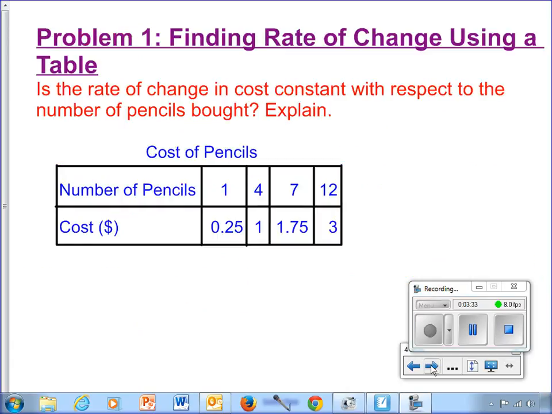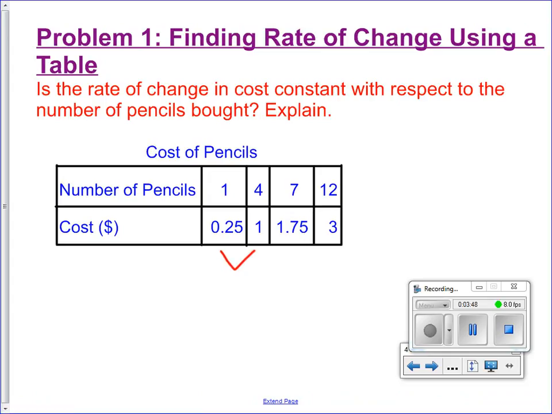Problem 1, finding rate of change using a table. Is the rate of change in cost constant with respect to the number of pencils bought? Explain. All right, well, let's look at the change in the cost. From 25 cents to $1 is a difference of 75 cents. From $1 to $1.75 is a difference of 75 cents. And from $1.75 to $3 is a difference of $1.25.